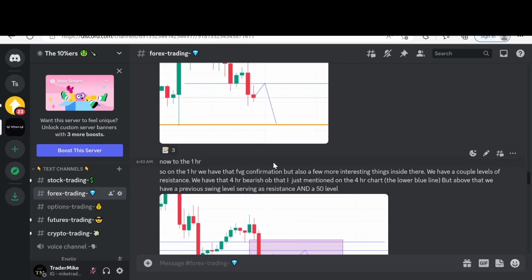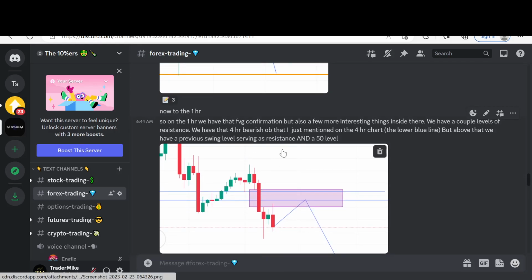And I said now on the 1 hour chart, we have fair value gap confirmation. Boom, there's your fair value gap, your imbalance, to confirm that we had that displacement lower during London session. But also a few more interesting things inside there. We have a couple levels of resistance. We have that 4-hour bearish OB, which I just noted for you. But above, we have a previous swing level serving as resistance. That's that swing level I'm referring to.